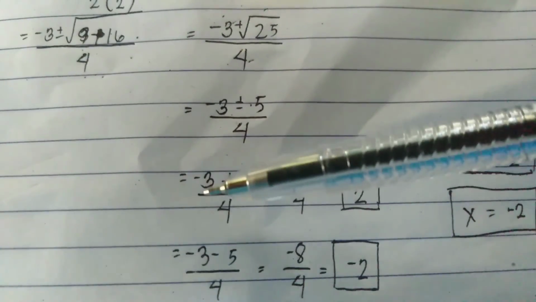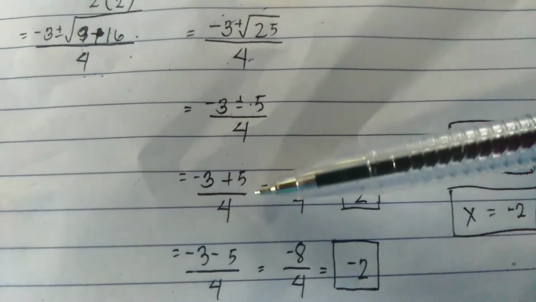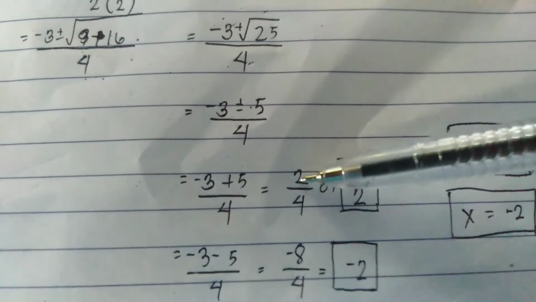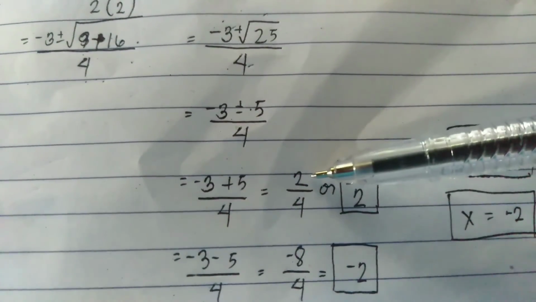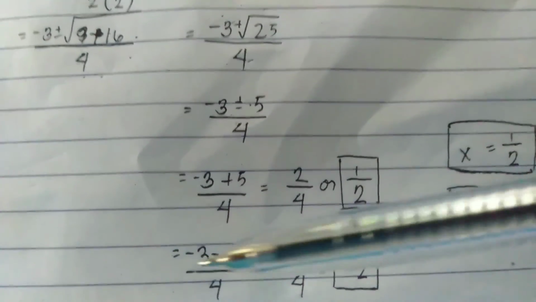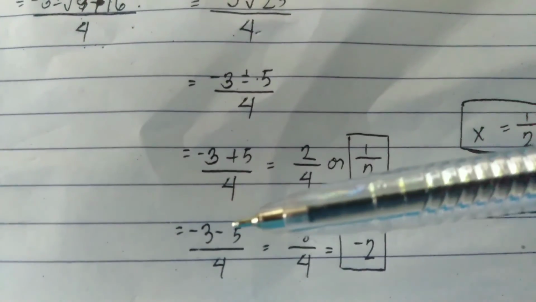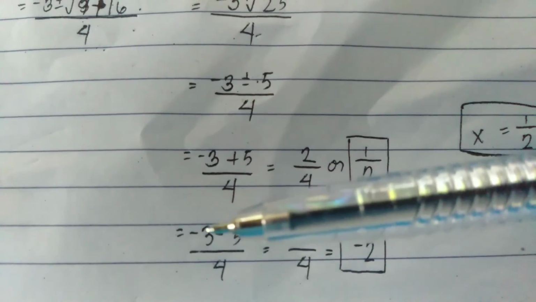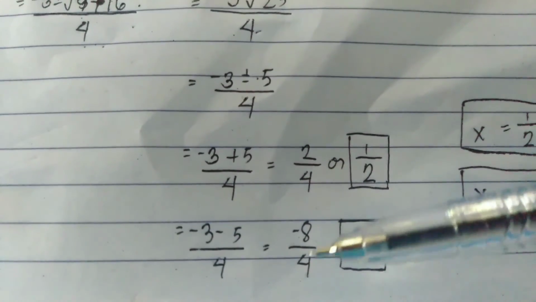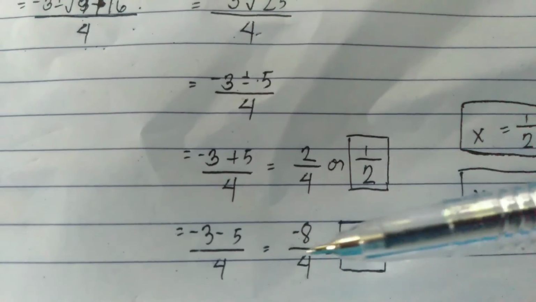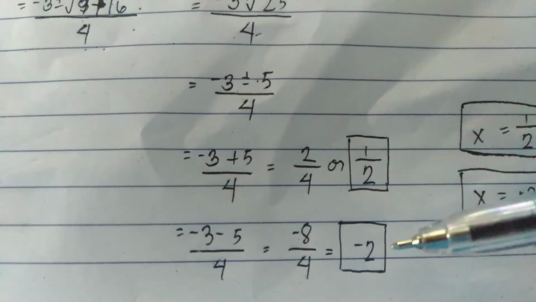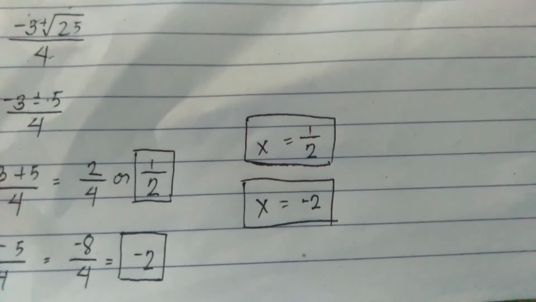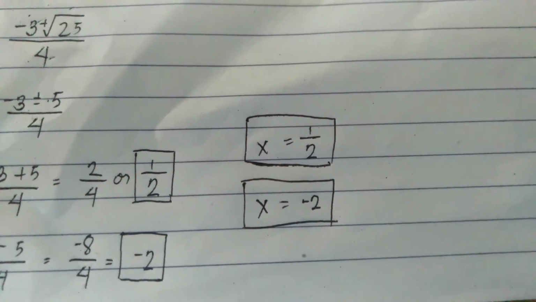Then separate the different signs. Negative 3 plus 5 over 4 is equal to 2 over 4, divided by 2 is 1 half. Then negative 3 minus 5 is equal to negative 8 over 4. So negative 8 divided by 4 is equal to negative 2. So our values of x are 1 half and negative 2.